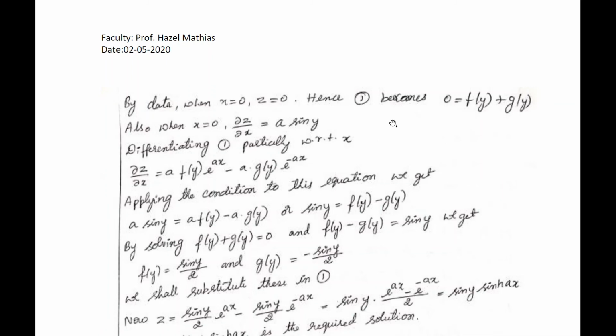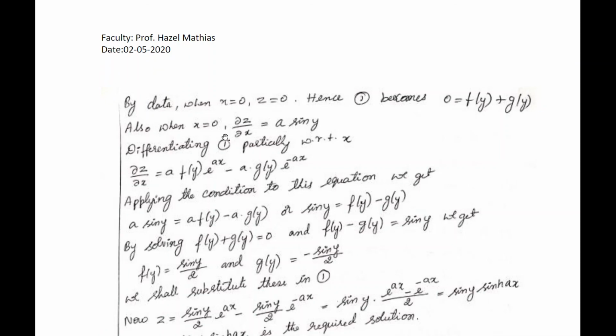Next we substitute the second condition. What we have is x is 0 when dou z by dou x equals a sin y. That's why we differentiate the solution partially with respect to x. We get dou z by dou x equal to a f of y into e power ax, since differentiation of e power ax will be a into e power ax. Then we have the term plus g of y into e power minus ax. Differentiation of e power minus ax will be minus a into e power minus ax. So this is what we get after differentiating partially.